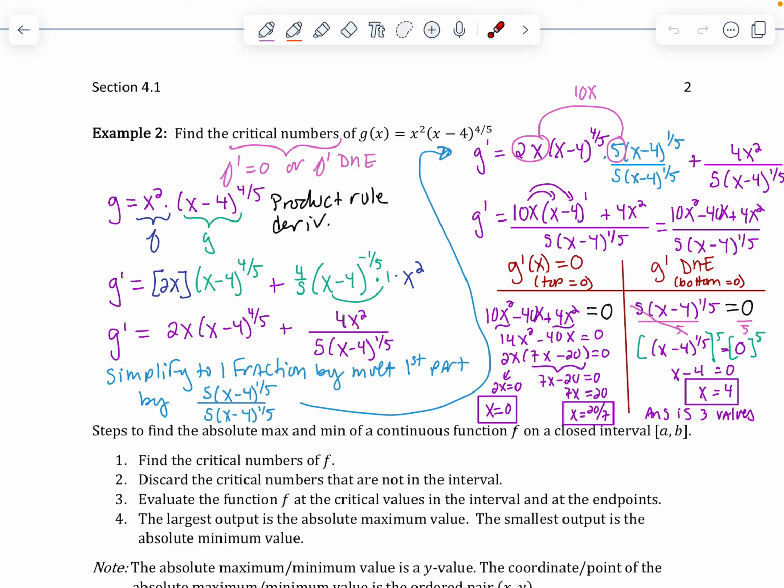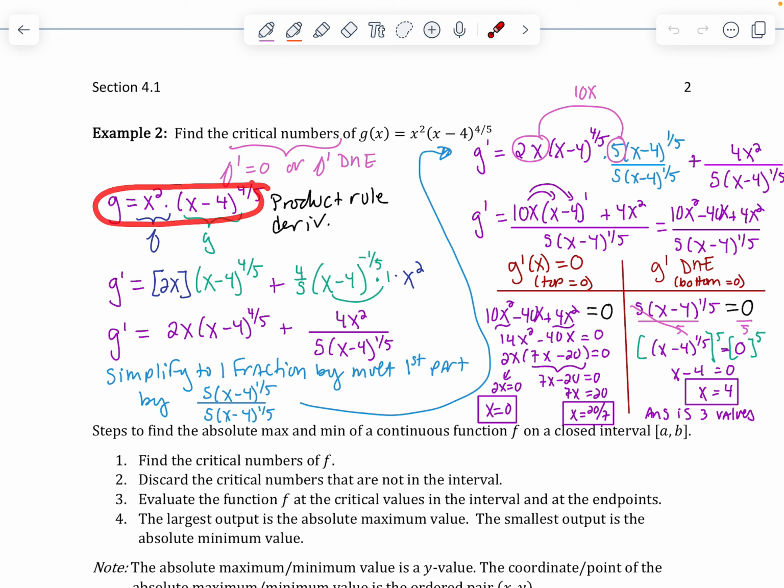Section 4.1 on absolute max and mins, page 2. So for example 2, we're only asked to find the critical numbers of the given function. We previously determined that a critical number is when the derivative is equal to 0 or does not exist. Therefore, we need to start by taking the derivative of this function.